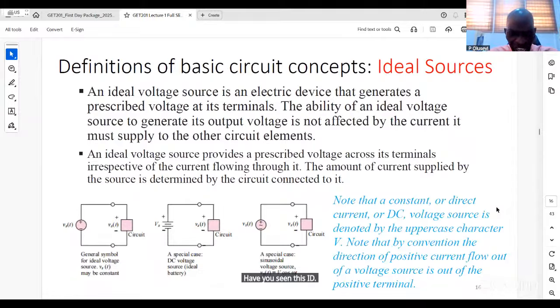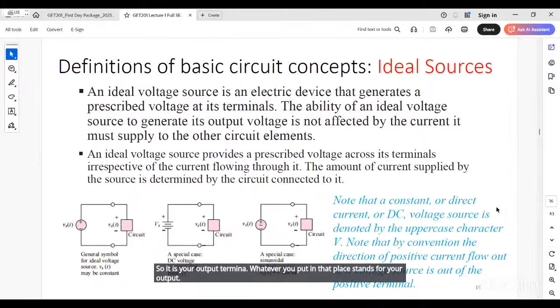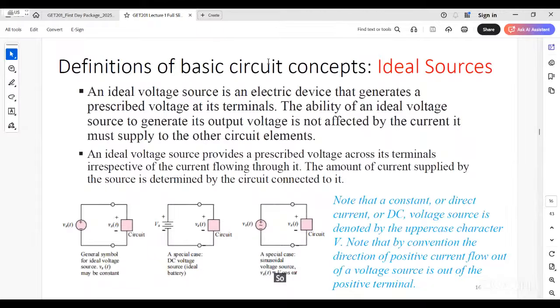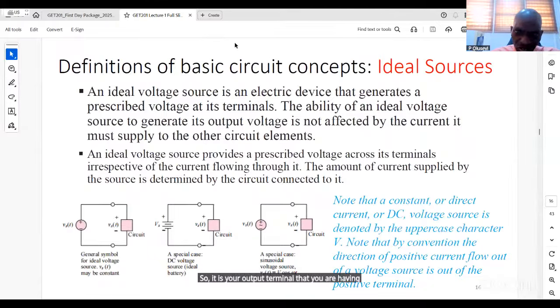And then you may ask me, what of the positive and negative on the other side, where you have the tag circuit written? That is where you are tapping your load or your output. So it is your output terminal. Whatever you put in that place stands for your output.